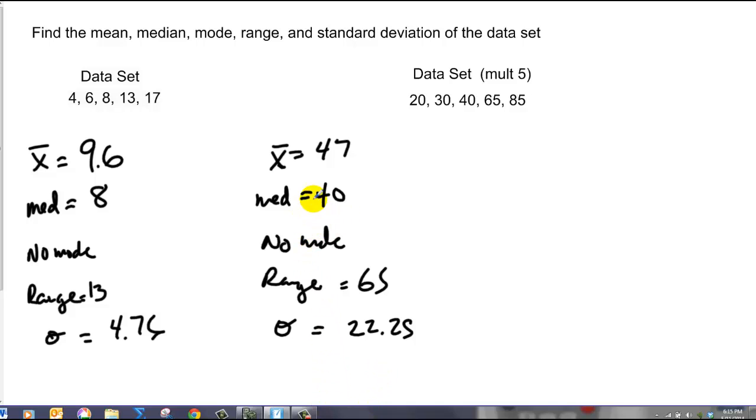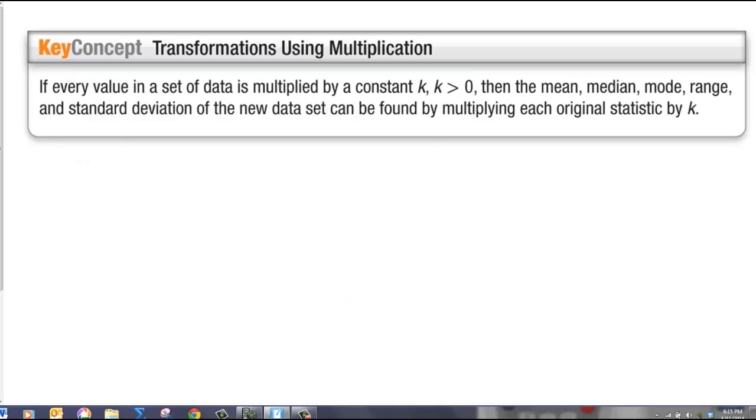And again, you notice that in this case, each of these differ from our initial set by a multiple of 5. So again, that's a pretty big deal. We have a transformation on a data set where we multiply every term in that data set by a constant k, where k is greater than 0. The mean, median, mode, range, and standard deviation of every value for that new data set is all multiplied by 5.